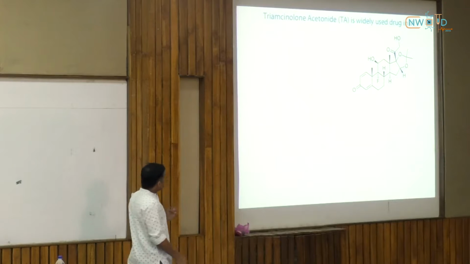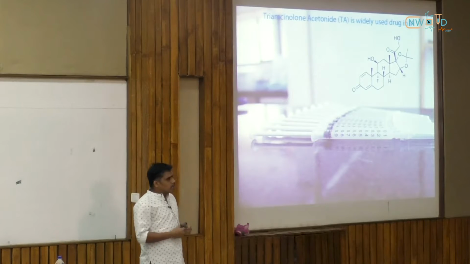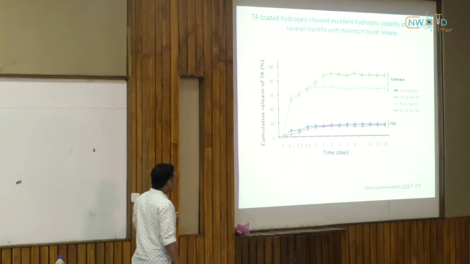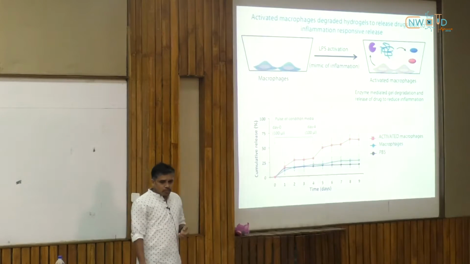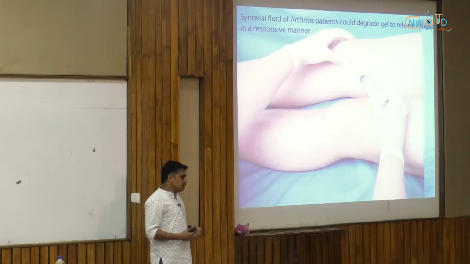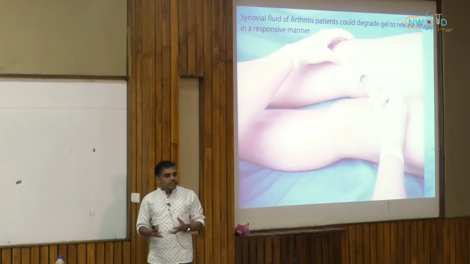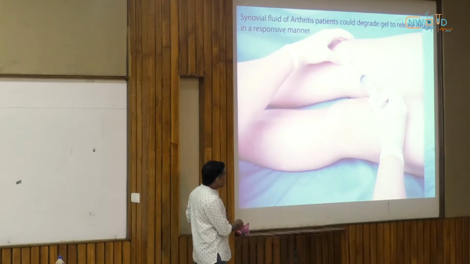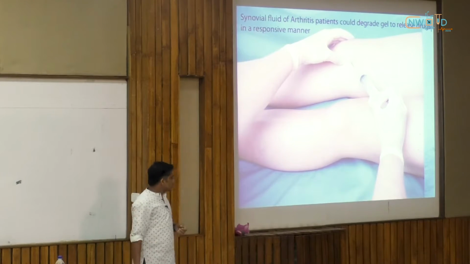So here we took triamcinolone acetonide, which is again a prescribed drug for arthritis, and developed optimized conditions to make these injectable hydrogels. And we show that this drug also can be released in an enzyme-responsive and inflammation-responsive manner. But more importantly, because it's going to be injected into the intra-articular joints, where you have inflamed synovial fluid, we wanted to see whether the arthritis patient's synovial fluid can induce a similar response. So we collected synovial fluid from arthritis patients as well as healthy volunteers and exposed these gels to see the drug release.